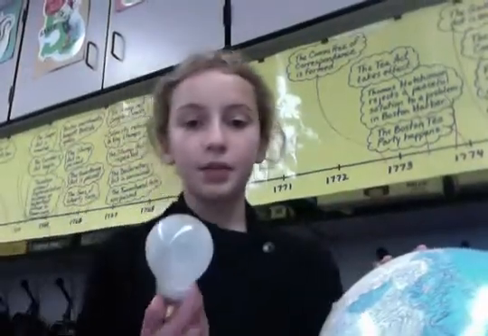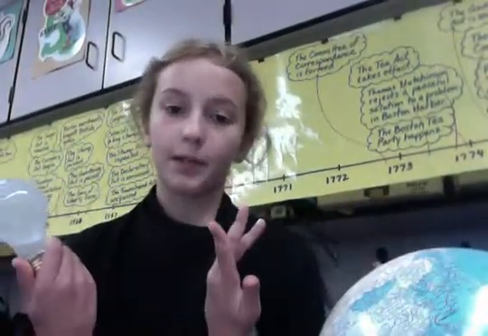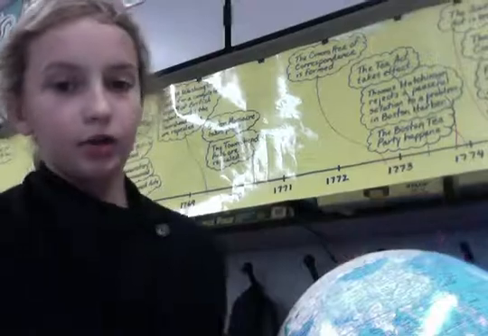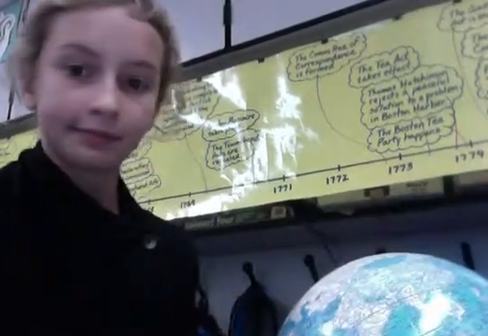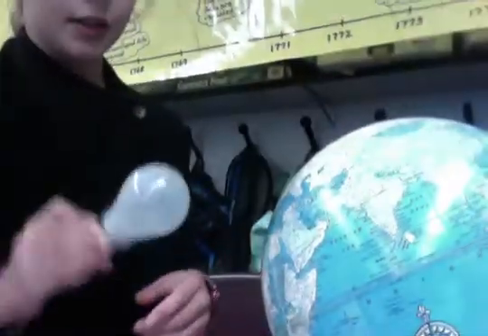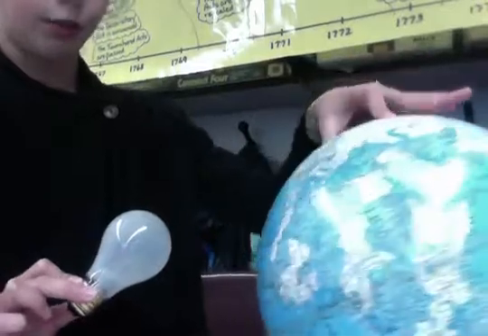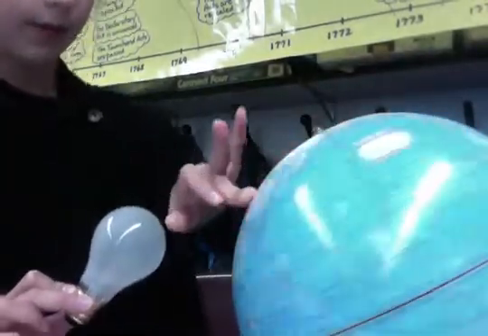I'm Kate, and I'll be talking about how Earth rotates around the Sun, and the Sun doesn't rotate around the Earth. So pretend this light bulb is the Sun, and the globe is the Earth. The Sun stays still while the Earth rotates around. Also, you can say how different seasons are in this.